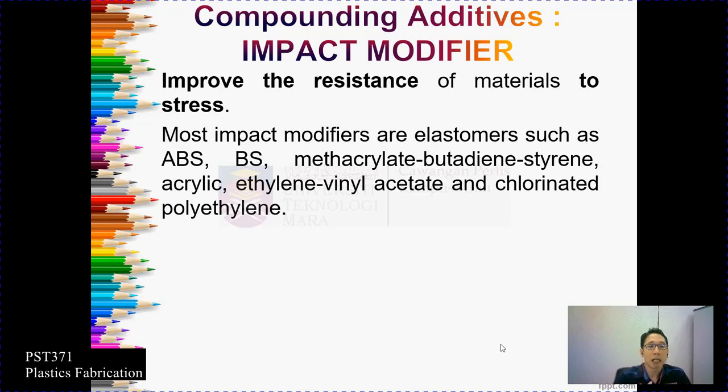Usually, this impact modifier is applied to a material that has motion elements or applications, such as the interior parts of an automotive. If you see, the interior parts move together and absorb any vibration during the operation of the car itself, so the impact modifier will improve the resistance toward the stress.